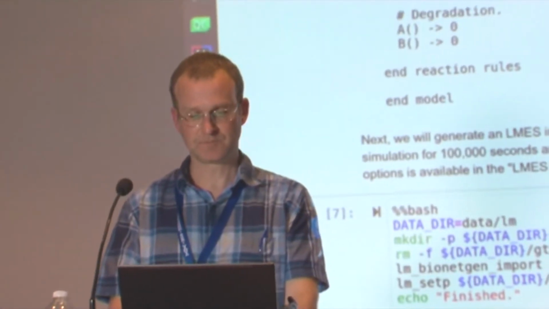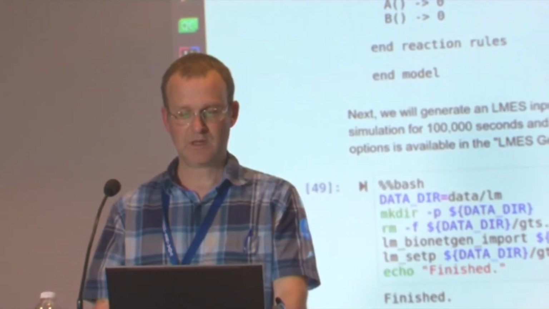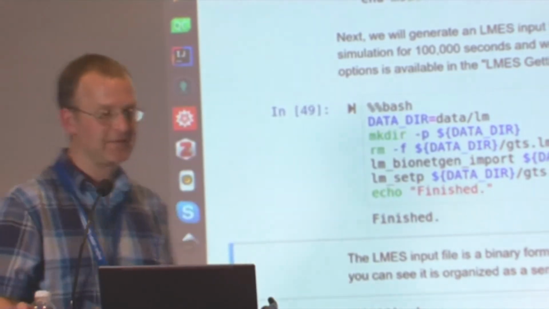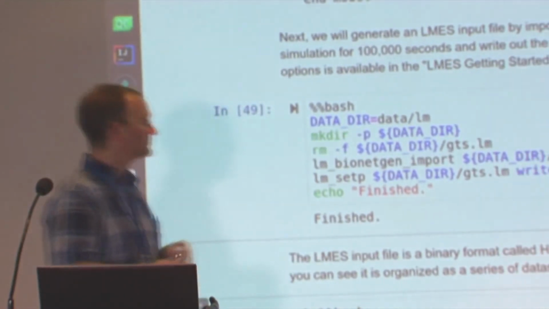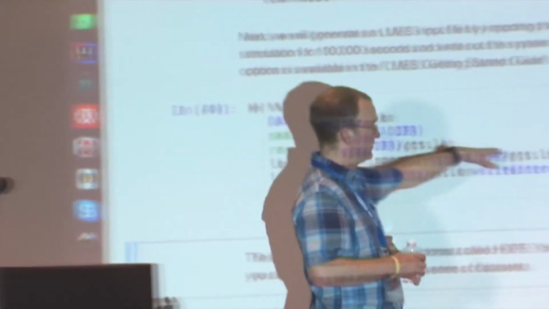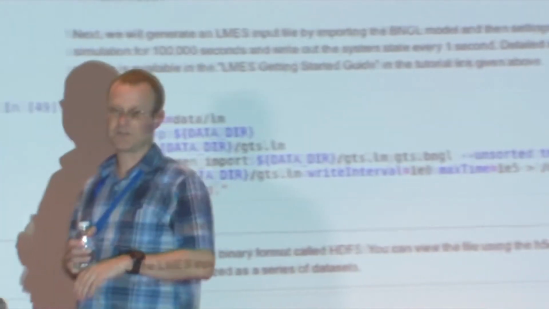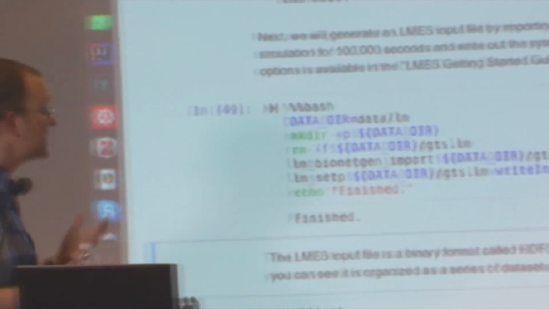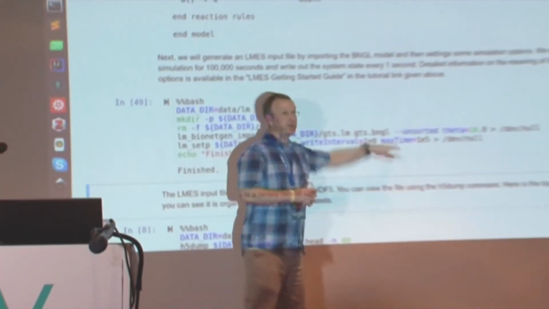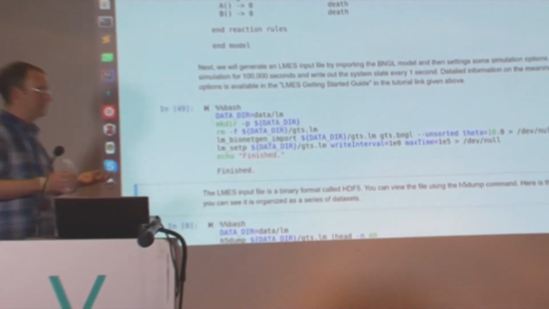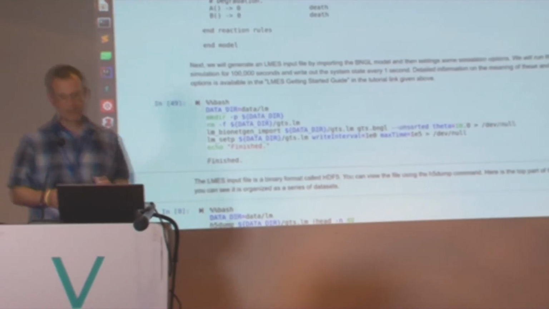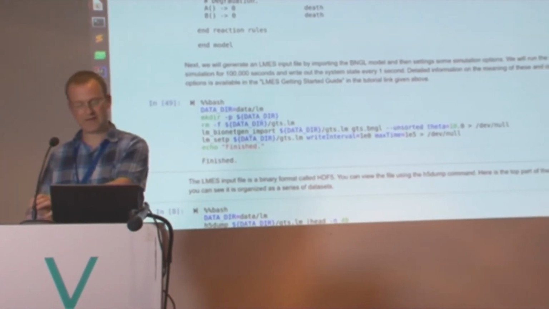All right, so then we need to import this reaction model. We do that using this little tool, Gen import, and give it the BNGL file. We're going to pass in some particular theta that we're interested in, and then we're going to set some properties. We want to run a simulation, and we're going to run it for 100,000 seconds. Then we're going to write the state of the system out, say, every second. So we're going to set that up in the input file.